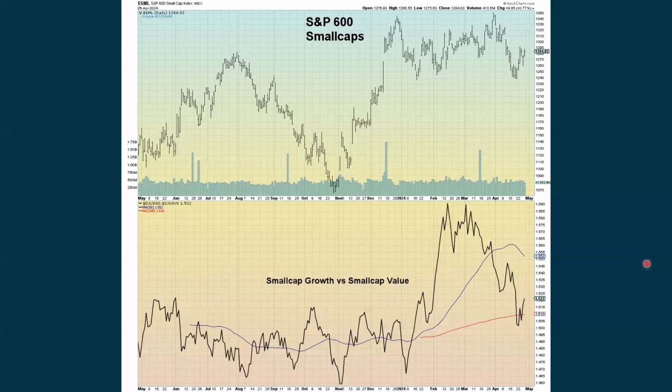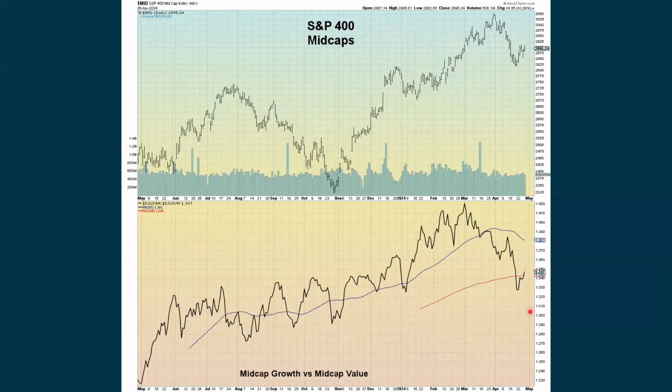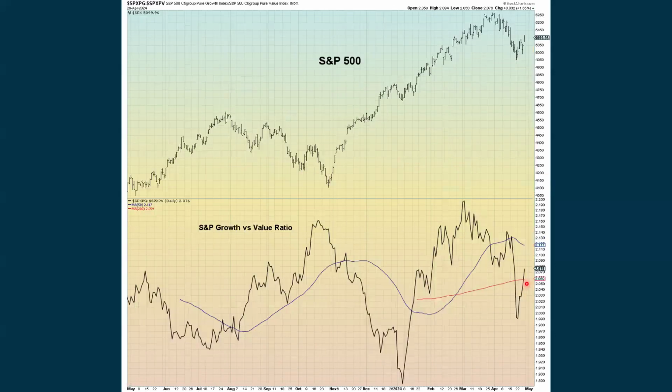We break this down a little further by looking at small cap growth to value, where it had been breaking out, but as the market's been under pressure lately, we've seen this ratio really going down, even though it bounced up a little bit later in the week. The mid caps, which have been one of the stronger areas of the market, even after we've been going through a decline, this is in a longer term uptrend, even though the ratio between growth to value has been falling down, but it has bounced back up over the last few trading sessions.